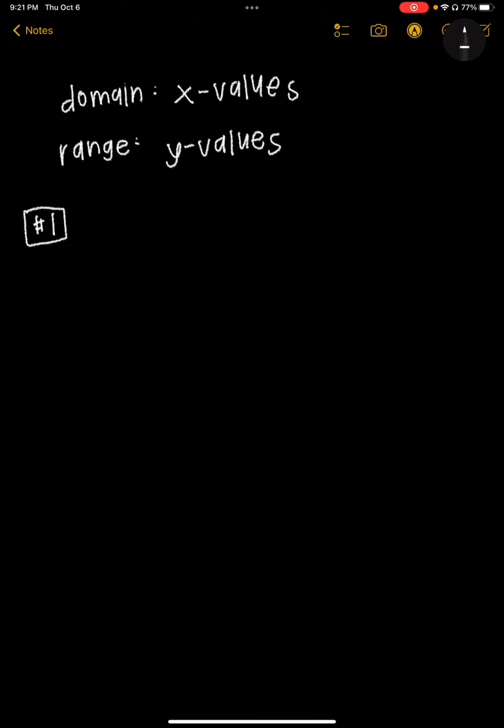So the first example is a table. If you remember from the last video, we talked about how this table represents a bunch of different coordinate points. Like I could write this as (-5, -5), (-4, -4), (0, -1), (3, -1), and (7, 1). But the table makes it really easy because it already split up all of the x values and y values for you. So it's really easy for me to find my domain and range.